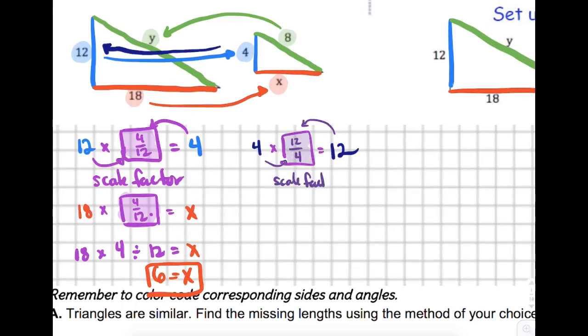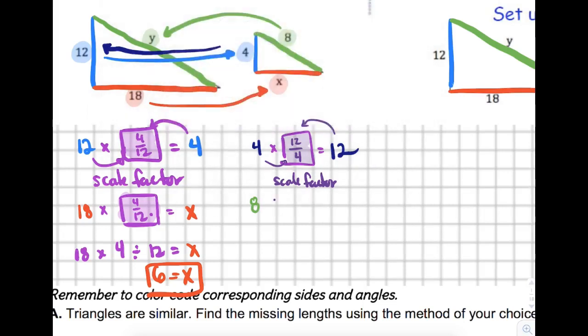Scale factor. But this time our scale factor is larger than 1. It's 12 divided by 4, which is 3. And we can use that again for our green numbers because our green numbers are getting larger. It goes from 8 to something over here, which is a longer value. So I'll use that same scale factor.